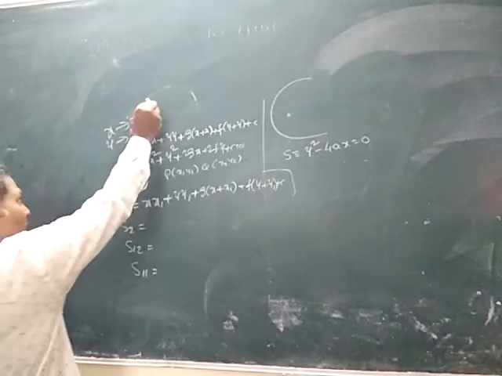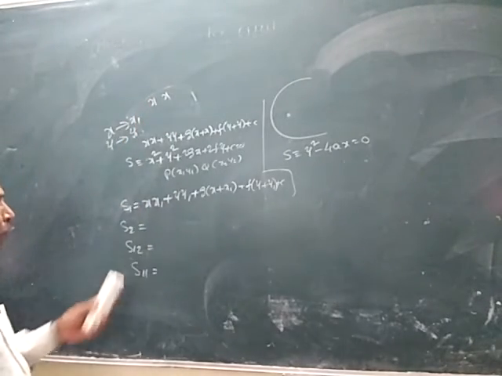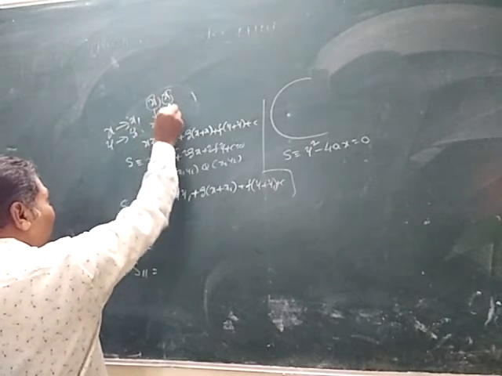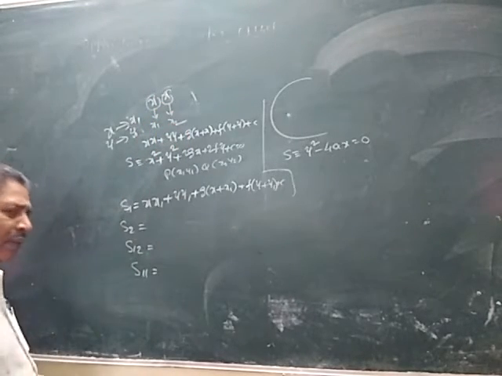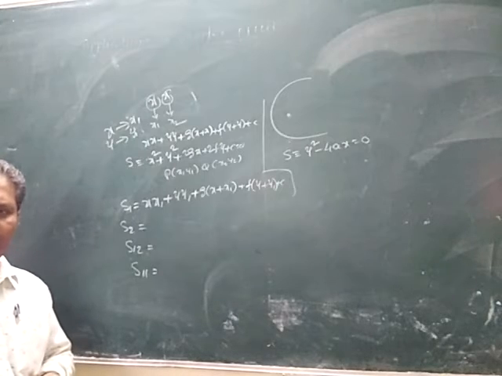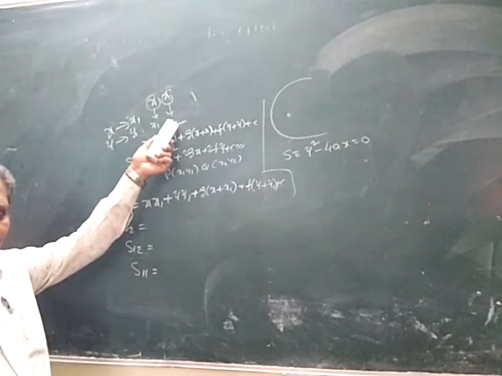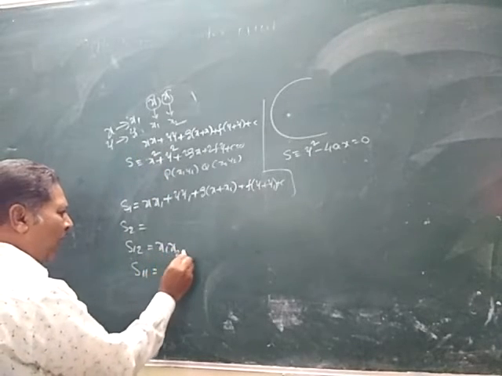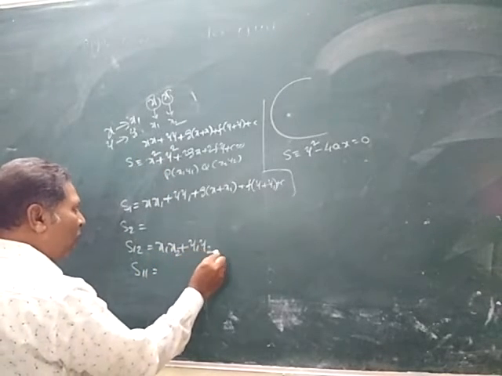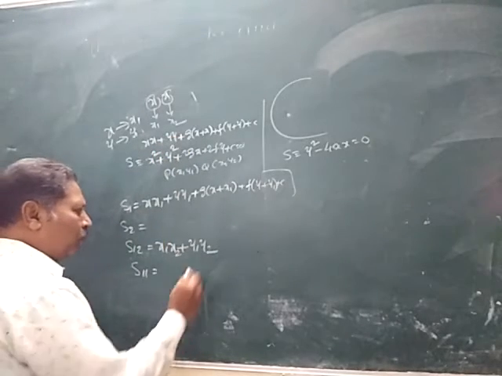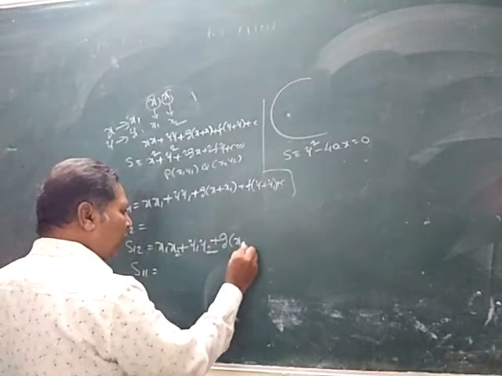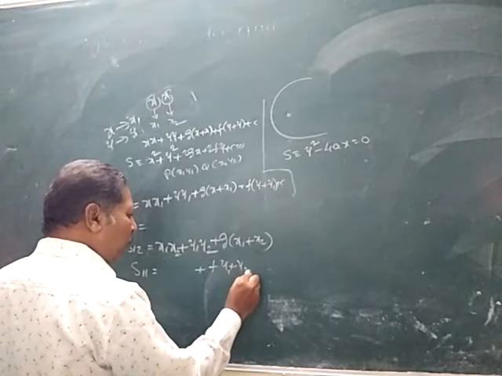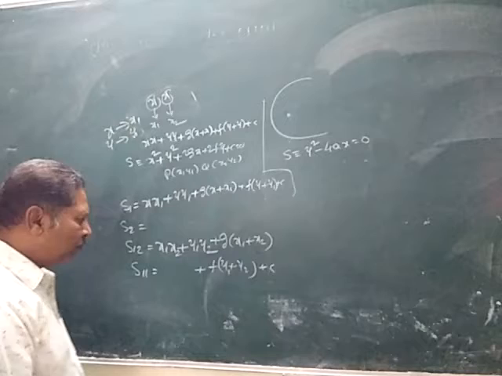S12: one x replaced by x1, another x replaced by x2. So this equation becomes x1 x2 plus y1 y2 plus g into x1 plus x2, plus f into y1 plus y2, plus c.